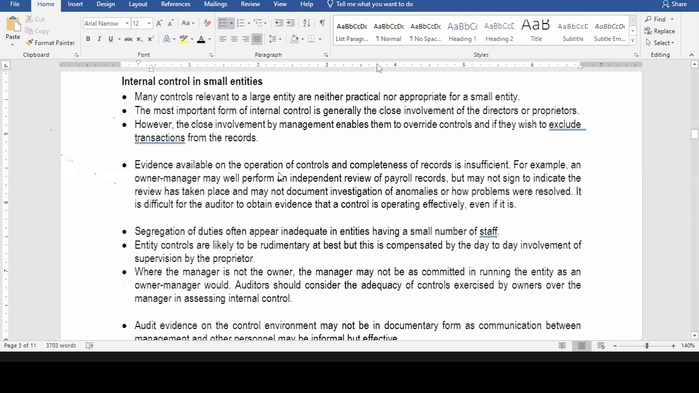For example, the manager may review the payroll, but may not sign to indicate that he has reviewed it. He just looks at the total and says, "Oh, you pay the money." He doesn't sign anywhere, so long as he's looking at the figure that's supposed to be paid.